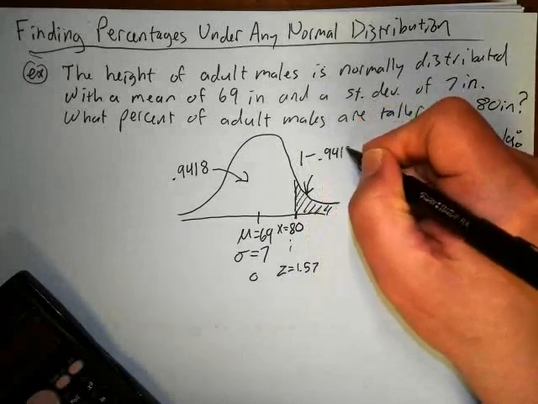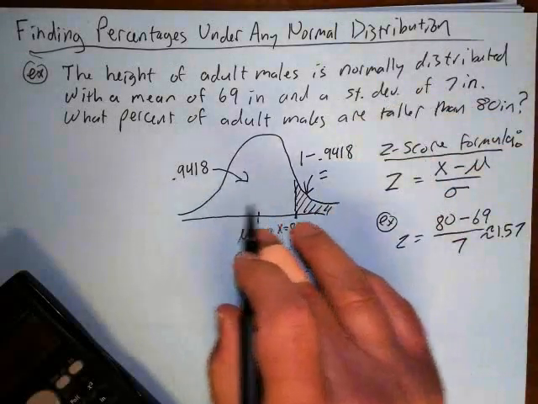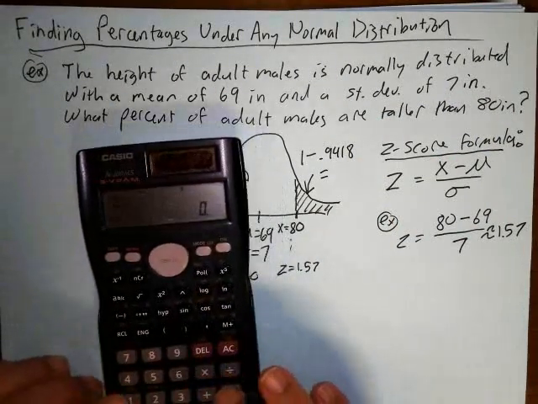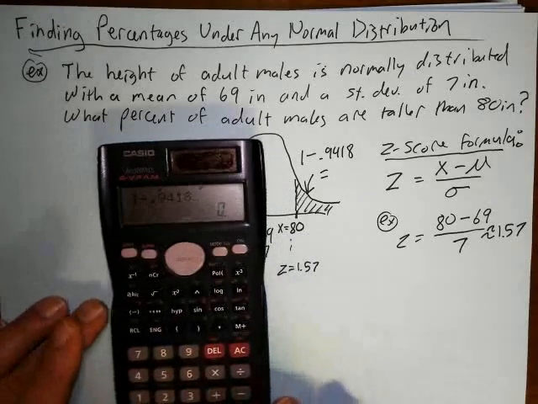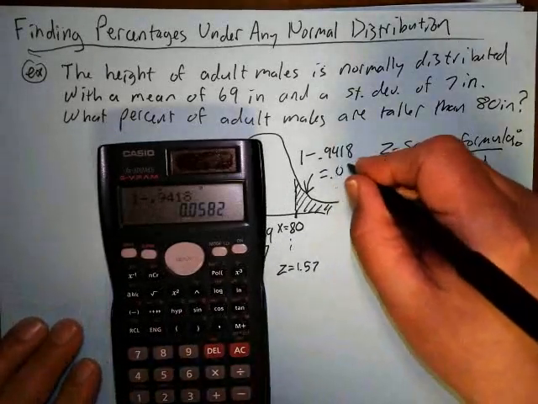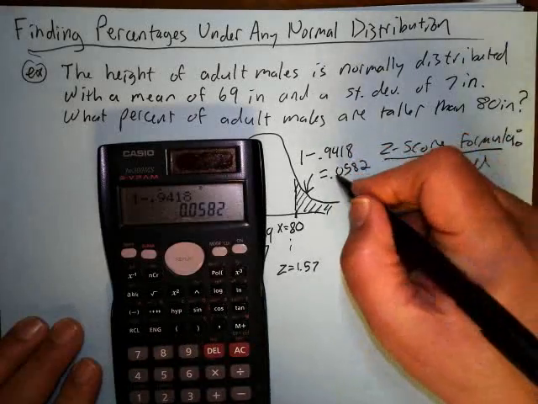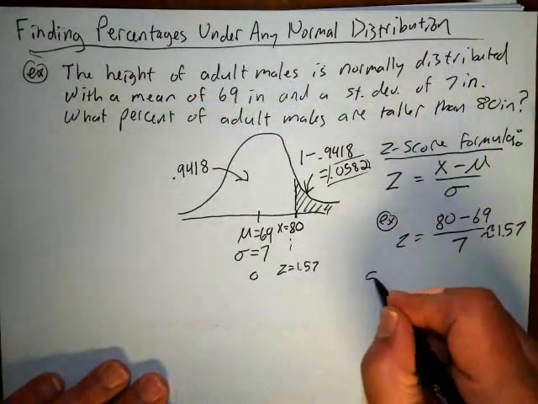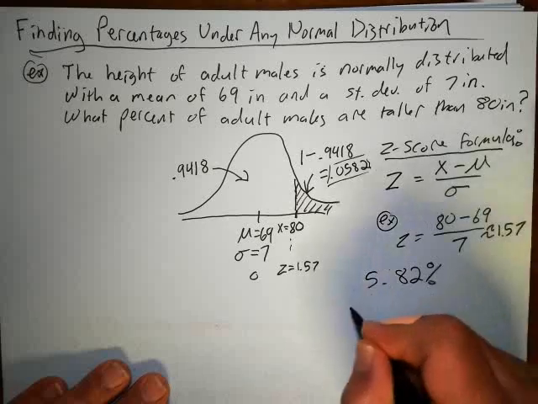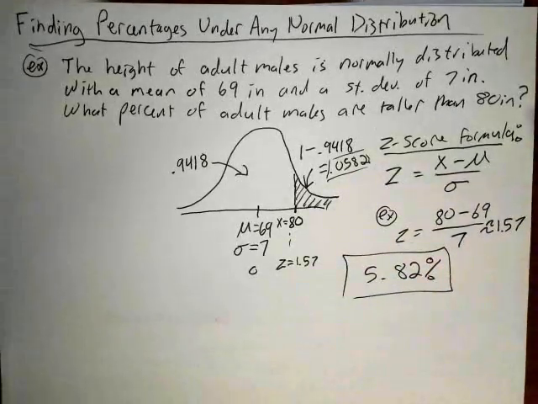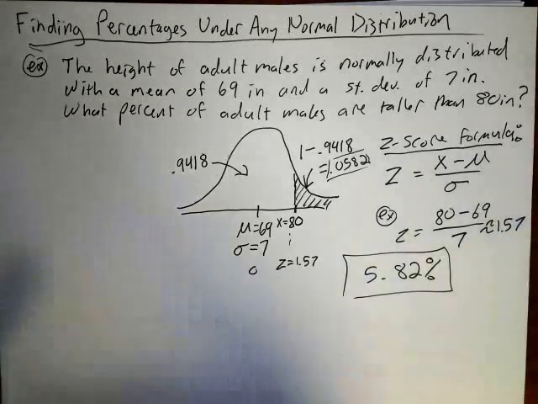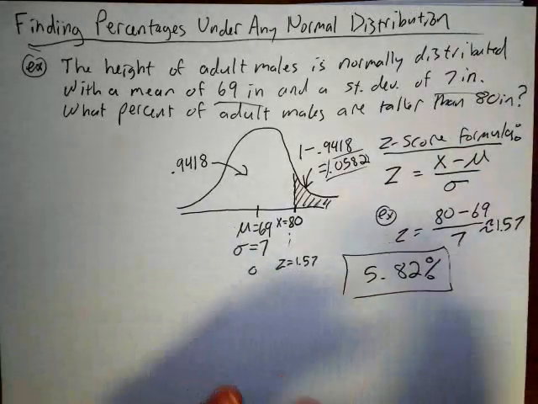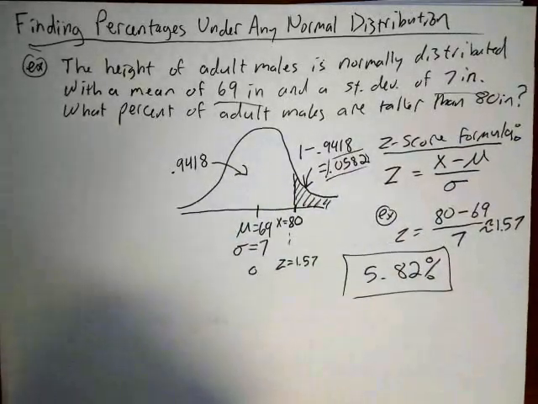This is a lot like the complement rule when we did probabilities. In other words, the area below plus the area above adds up to 1. Okay, so 1 minus 0.9418, and I get 0.0582. And that is the final answer that I'm looking for. So 5.82% of adult males are taller than 80 inches, given that the heights are normally distributed with this mean and this standard deviation.